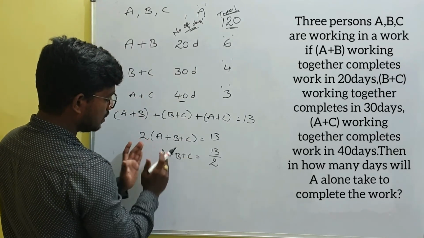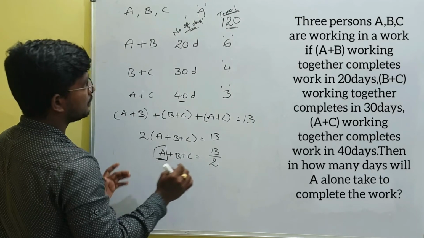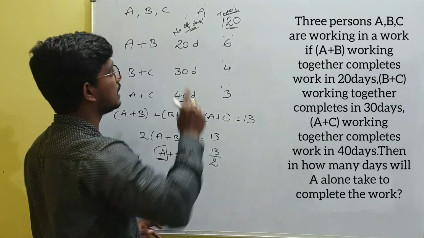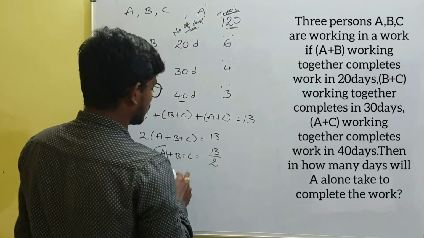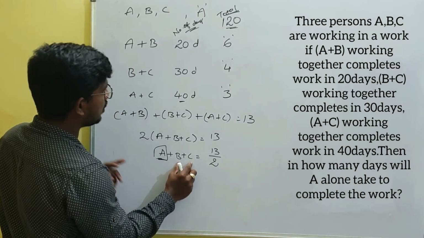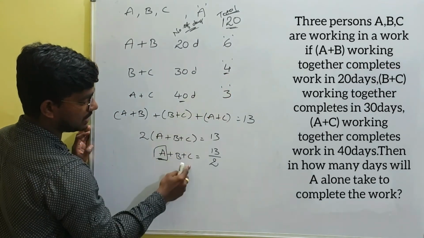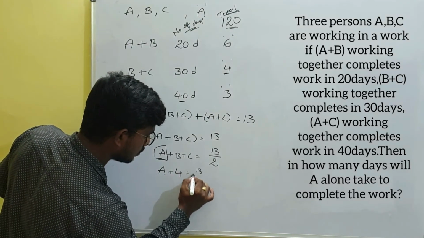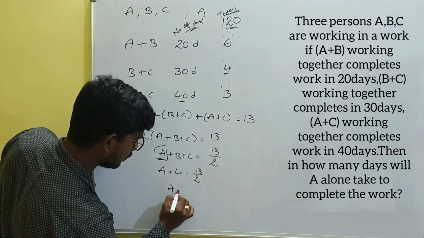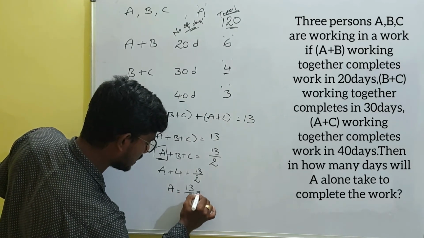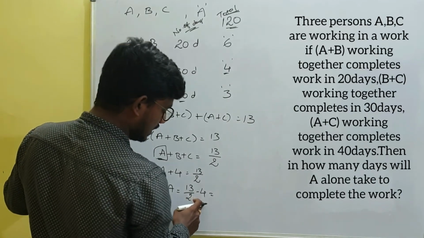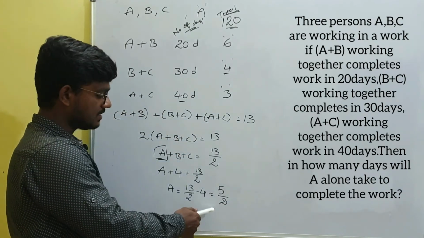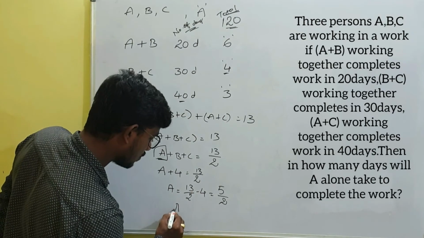Now we know the efficiency. If we know the efficiency of A, by dividing the entire work by the efficiency of A, we can get the number of days taken by A alone to complete the work. So now we have to take the efficiency of B plus C. We have obtained 4 as the efficiency of B plus C. So I will take 4 in place of B plus C, that is equal to 13 by 2. By taking 4 to the right hand side, I will get 13 by 2 minus 4. 2 is the LCM here, so I get 5 by 2. The efficiency of A we have obtained as 5 by 2.